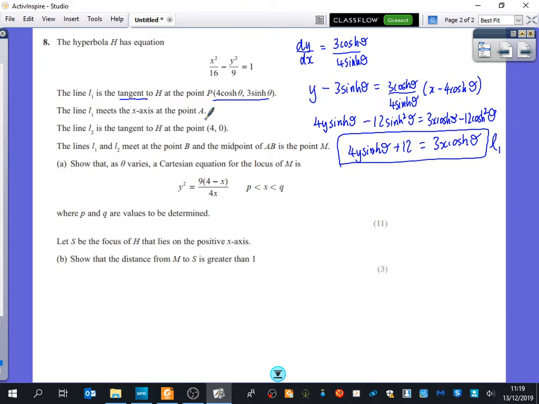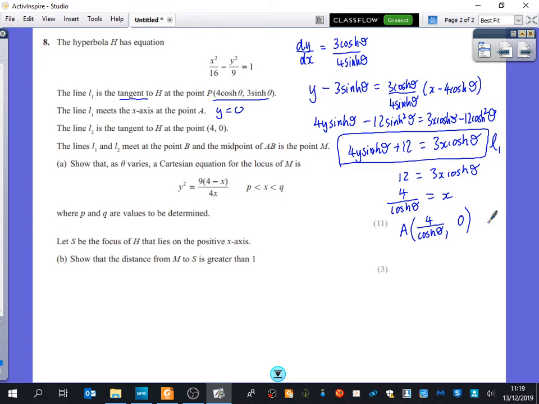So we've now got that the line L1 meets the x-axis at the point A. Let's deal with this next sentence. When it meets the x-axis, what do you know? y equals 0. So I'm going to go straight in here and say y equals 0. So you just get 12 equals 3x cosh theta. Divide both sides by 3 cosh theta, and you get 4 over cosh theta equals x. So the coordinate for A is 4 over cosh theta, 0.